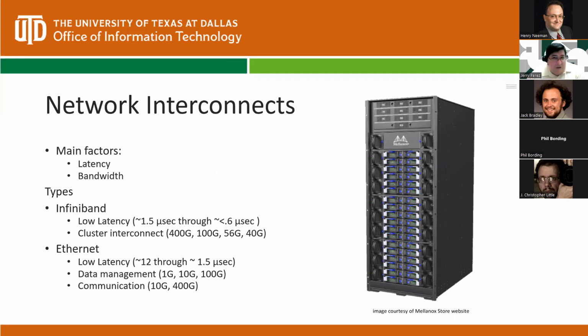And then there's Ethernet, which is the standard networking that we pretty much all use at home. The Cat5 cable, this thing here. Basically, it has low latency, usually 12 seconds through 1.5 microseconds. But that technology has been improving as well. In fact, it's starting to challenge some of these more expensive InfiniBand interconnect fabrics, and you'll see that in a minute.